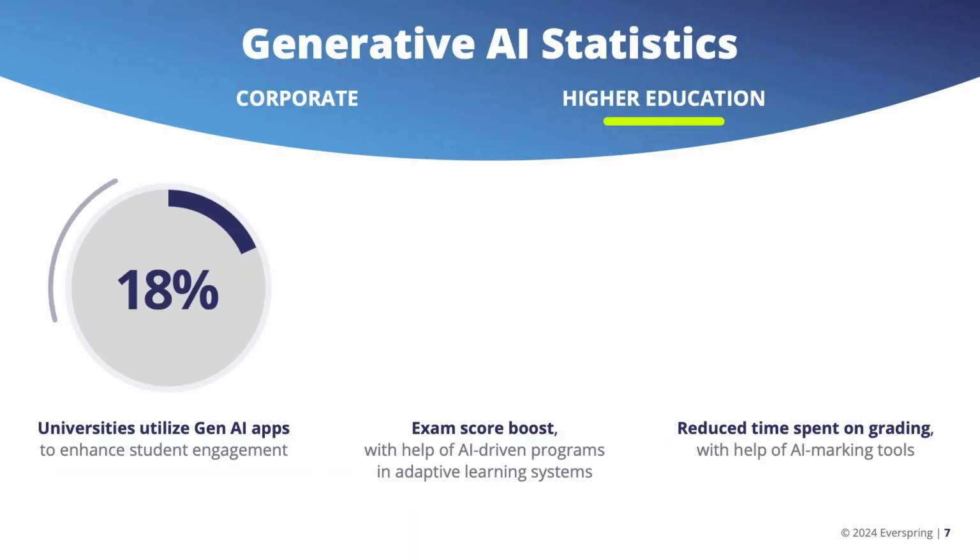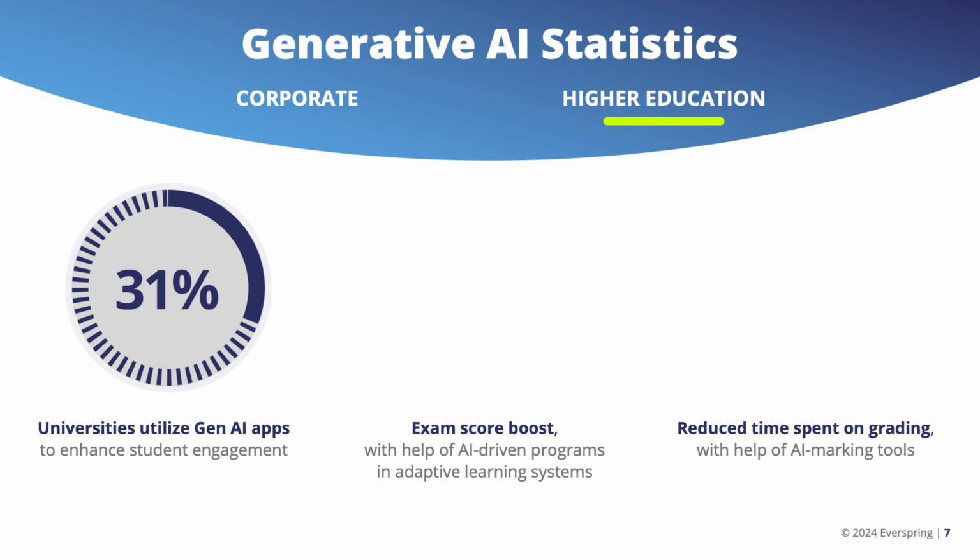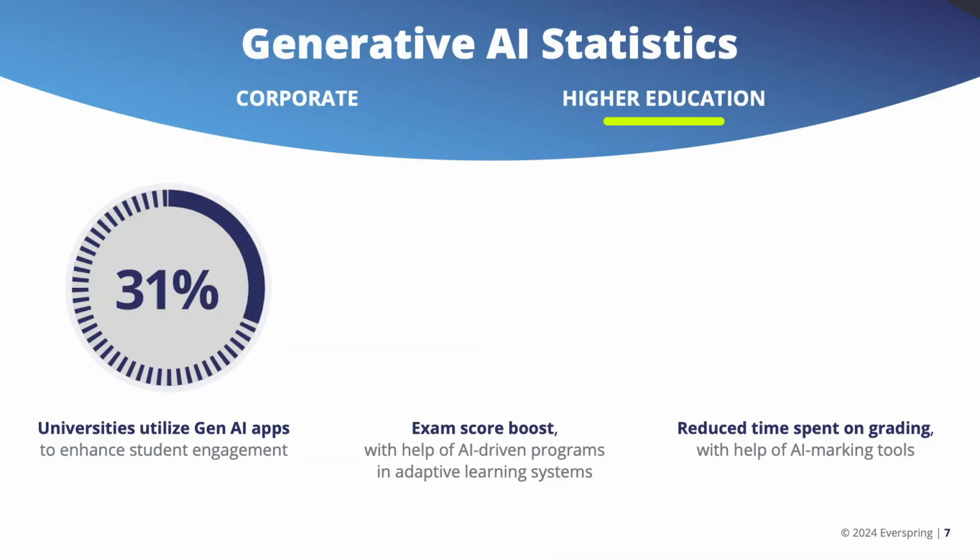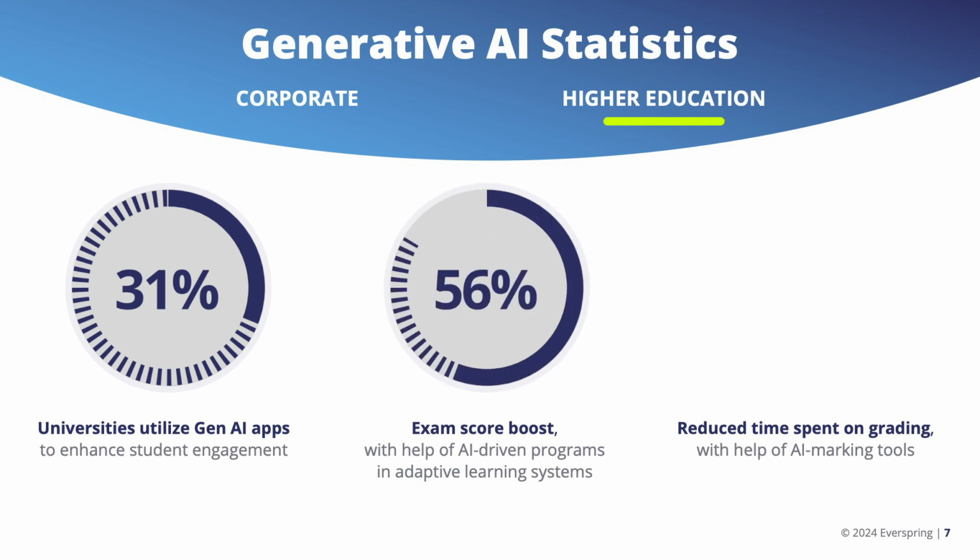Currently, 31% of universities are already utilizing AI applications to enhance student engagement. By leveraging educational technology, these institutions are creating more captivating and interactive learning experiences, making education more accessible and engaging for students. Furthermore, AI-driven programs and adaptive learning systems have been shown to boost exam scores by 62%, demonstrating a dramatic improvement in learning outcomes. These systems tailor educational experiences to individual student needs, providing targeted support that helps students achieve better results.